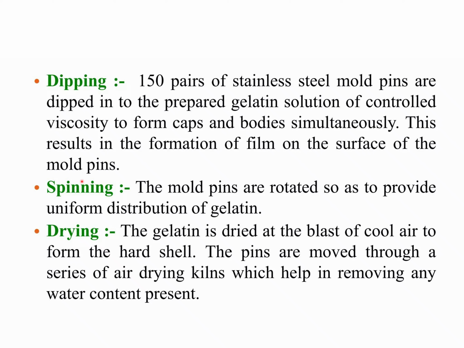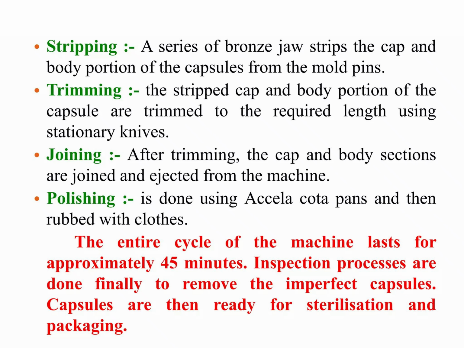Next one is spinning. The mold pins are rotated so as to provide uniform distribution of gelatin. Then drying. Gelatin is dried with a blast of cool air to form the hard shell. The pins are moved through a series of air drying kilns which help in removing any water content present. Then stripping. A series of bronze jaws strips the cap and body portion of the capsule from the mold pins.